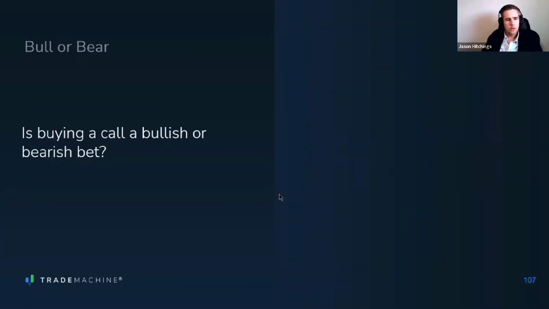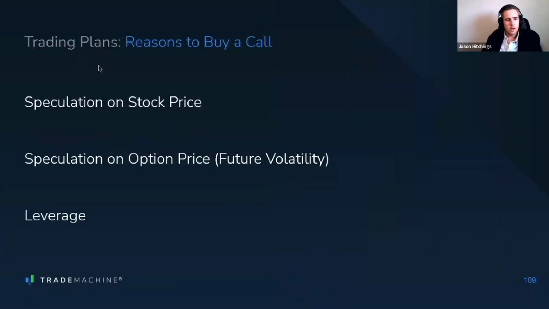Okay, so let's talk about some reasons to buy the call. You can speculate on the stock price, meaning you can hope that the stock price goes up. You can also speculate on the options price, or essentially hope that the assumptions that the market is making about the amount of volatility in the stock will go up. We're just going to touch on this very briefly today, because it's a big topic that we'll hit on later. And a third reason to own a call option is you can get some leverage, kind of like buying on margin.